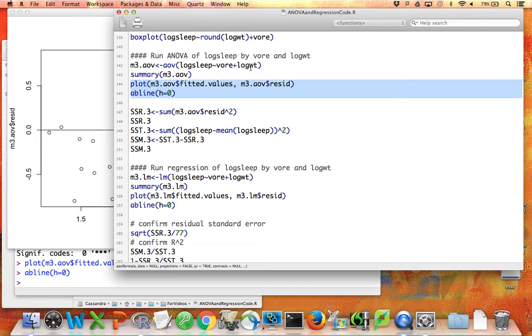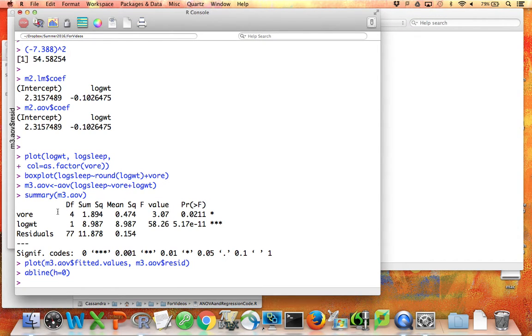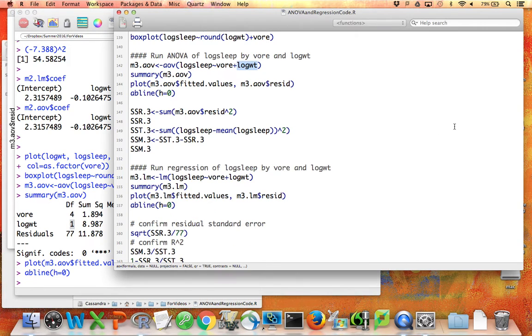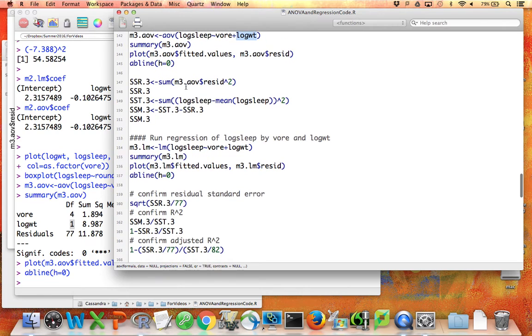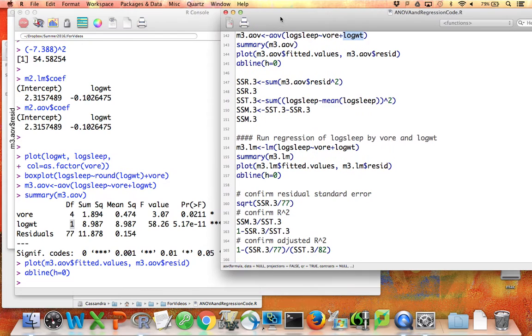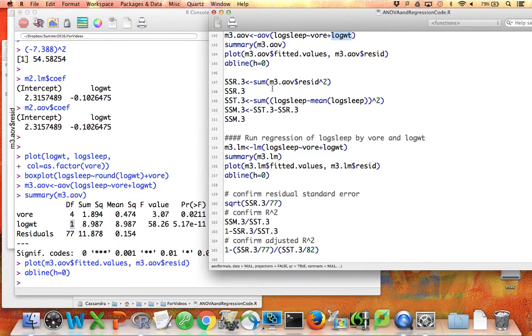Importantly, again, repeating what we talked about in the last video, log weight here is continuous, but we're still running the ANOVA. When you look at the ANOVA output, you can look at the degrees of freedom to see for any predictor that's categorical, the degrees of freedom will be equal to number of categories minus 1. For any predictor that's continuous, you'll see just a 1 here. So that's a way to check that a predictor you thought was continuous really is being handled as continuous, and vice versa.